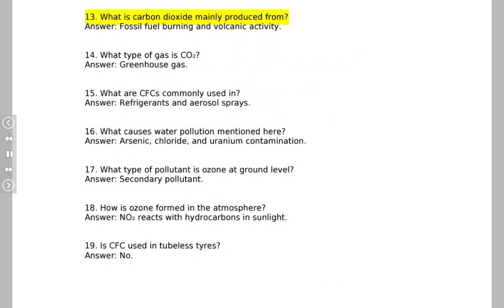13. What is carbon dioxide mainly produced from? Answer. Fossil fuel burning and volcanic activity. 14. What type of gas is CO2? Answer. Greenhouse gas. 15. What are CFCs commonly used in? Answer. Refrigerants and aerosol sprays. 16. What causes water pollution mentioned here? Answer. Arsenic, chloride, and uranium contamination.